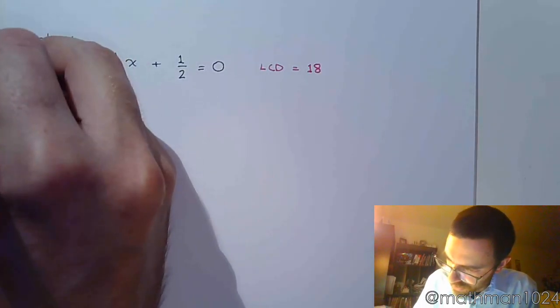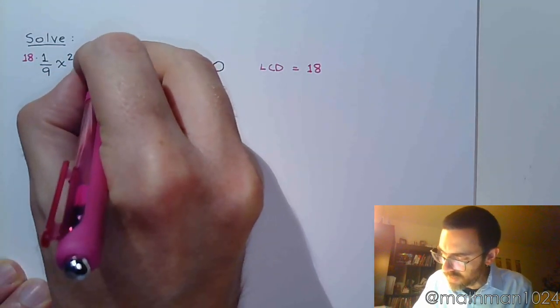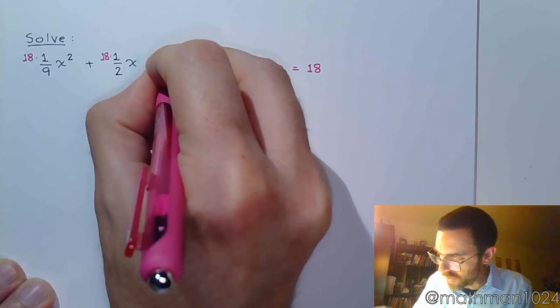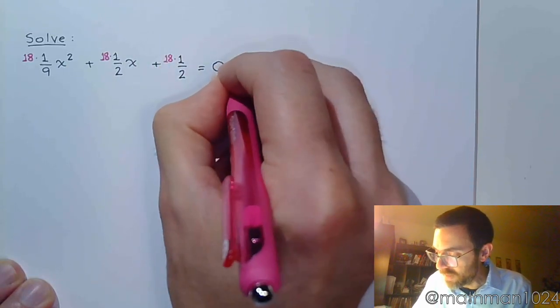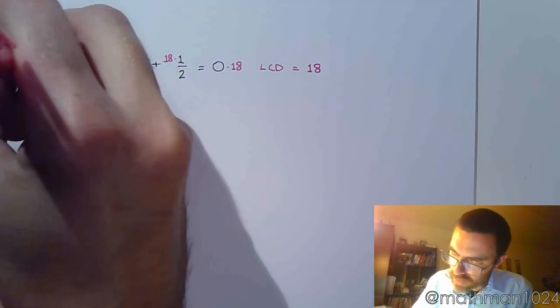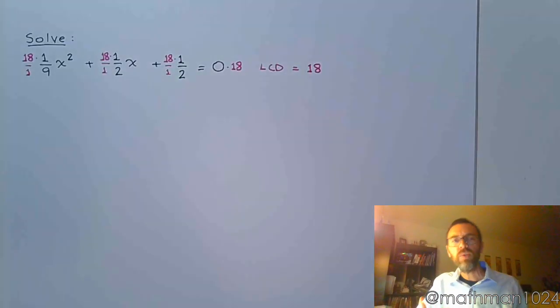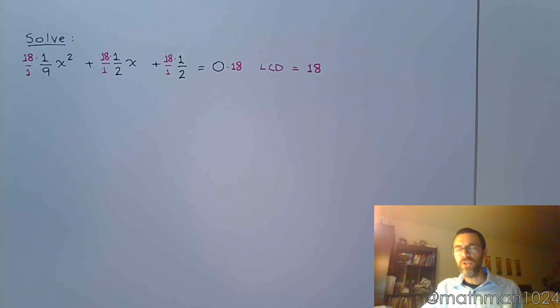So I'm going to multiply this first fraction times 18, this times 18, this guy times 18, and even the right side of the equation. Everything gets multiplied times 18. Now when it comes to simplifying, you might do better to write this as 18 over 1. You don't have to, but again, show good work and make sure that the work is going to help you understand what's going on.